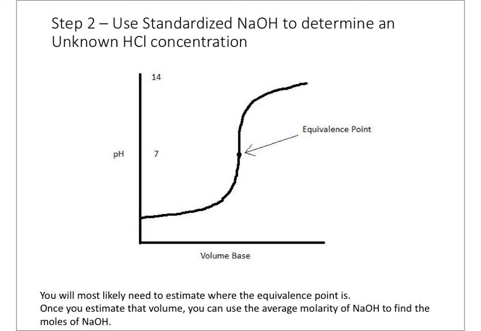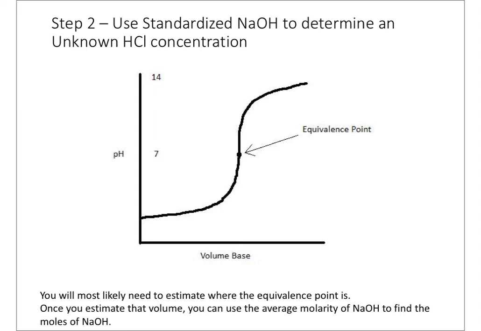Now, what we know again about a strong acid, strong base titration is this equivalence point. This equivalence point is going to be exactly at a pH of 7. Now, because this pH changes very rapidly, you might not see the exact volume where pH is 7 on your titration curve. So most likely, you are going to need to estimate where this equivalence point is. But once you have this equivalence point, you know the volume of base that you used to get to that equivalence point. So this is going to be the volume of NaOH.